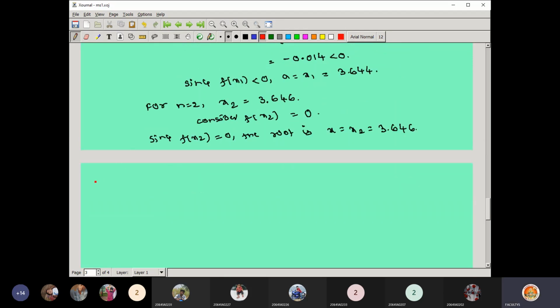Now it is your chance. I just give you a problem and find out the answer. Find the root of x e power x that is equal to cos x. Since it is involving trigonometric functions, better your calculator should have compulsory radian button.